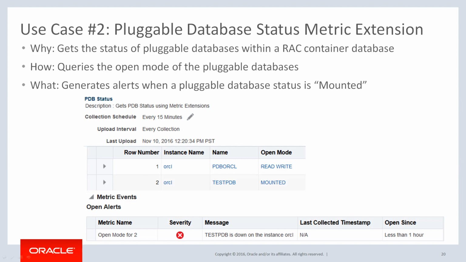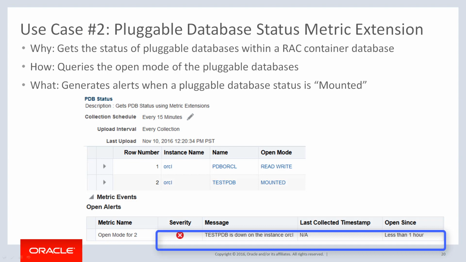The metric extension will generate an alert and report the pluggable database is down on the cluster database. In this example, there is a pluggable database called test.pdb which is down. As you can see, this triggered an alert and the administrator will be notified.